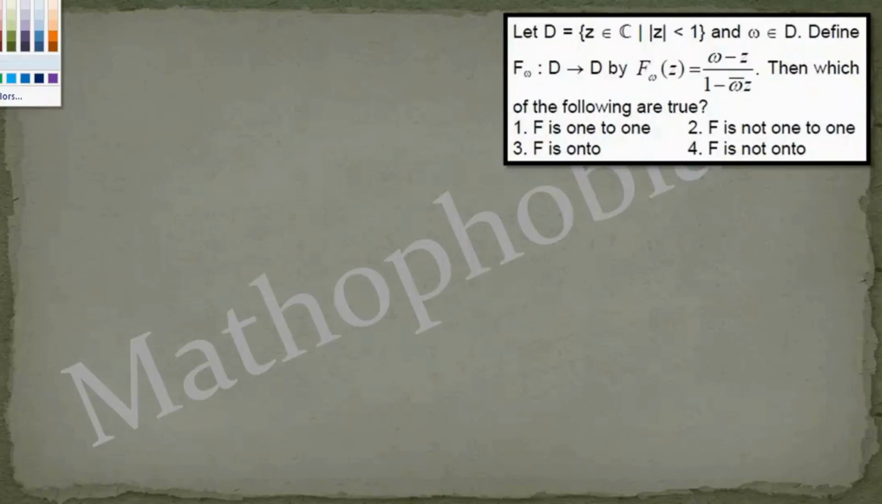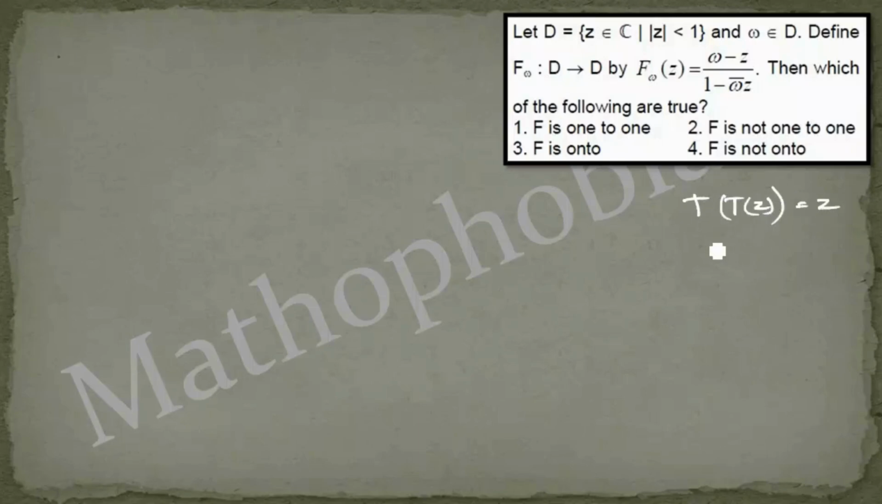Let D is equal to the set of Z belongs to C such that mod Z is less than 1, and omega belongs to D. Define f omega of z as omega minus z by 1 minus omega bar of z. Which of the following are true? They are asking about one-one and onto. Here there is another easy shortcut trick. To prove both one-one and onto, that is bijectiveness, we can use this idea: if we prove that f omega of f omega of z is equal to z, we can prove that it's bijective, that is both one-one and onto.